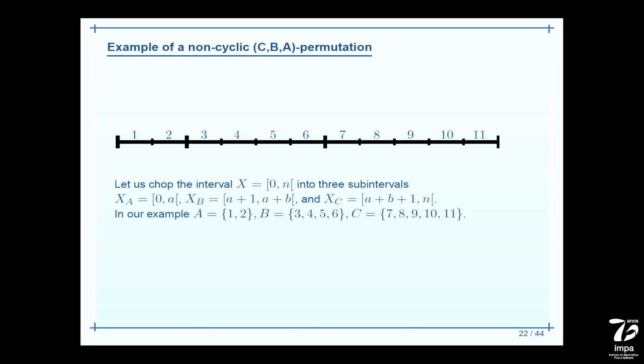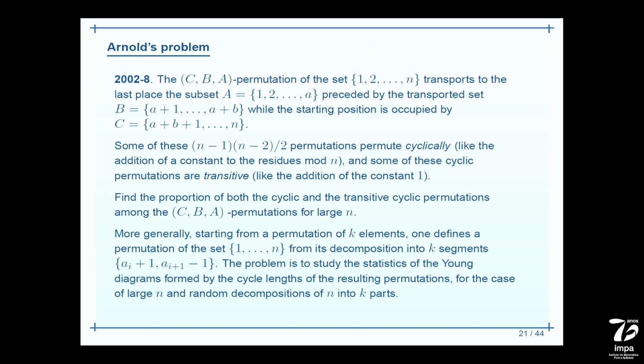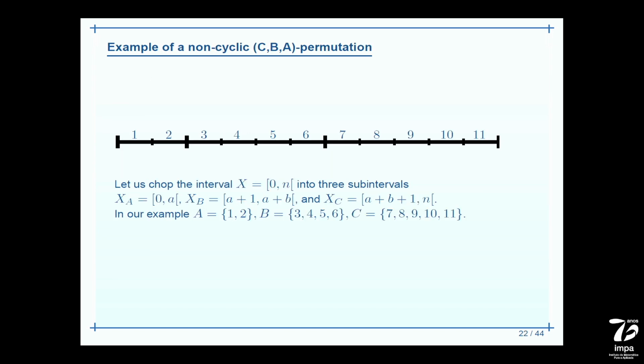Let me illustrate what he calls, so he says... I took the statement of the problem literally from the book. He distinguishes permutations which permute cyclically, like addition of a constant mod n, or transitively, like addition of the constant 1. So let me give two examples.